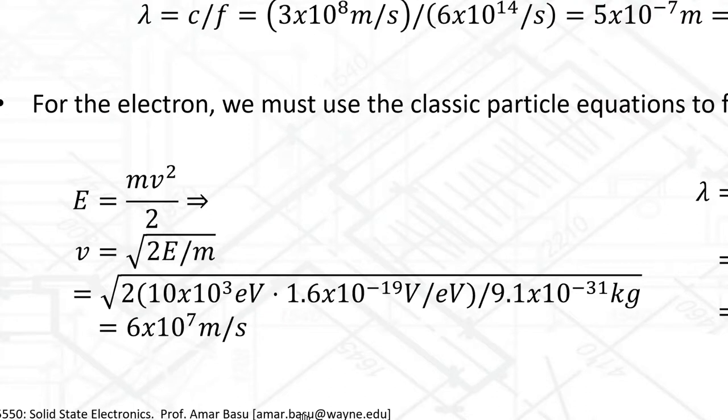The energy was 10 kiloelectron volts, so it's 10 times 10 to the third electron volts. Let me back up for a second. So the process is you use E equals one half m v squared. You know the E, so you're going to solve for the v. And so the velocity is equal to the square root of 2E divided by m, and you plug in the numbers here, and your energy is going to be 10 times 10 to the 3 electron volts.